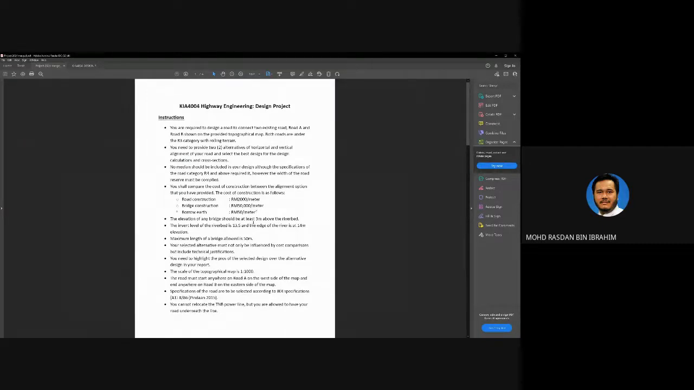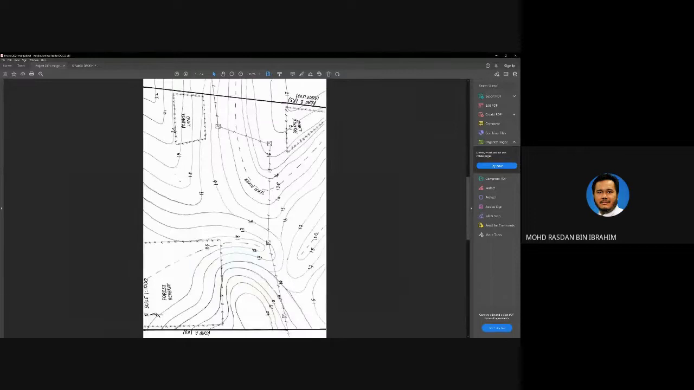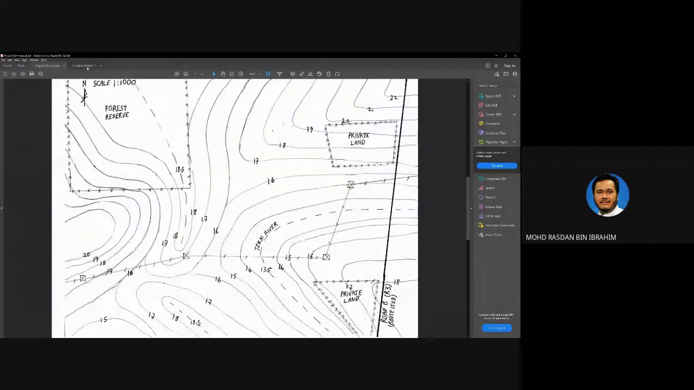So this is your map. This is road A, category R3. The dark line here, the bold straight line, is road A. And then this bold straight line here is road B. It is also category R3, and the route number is route 1508.